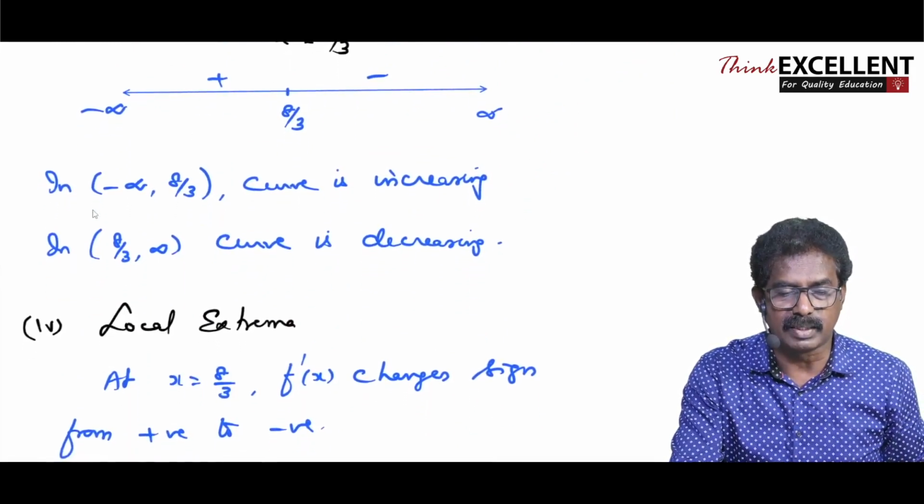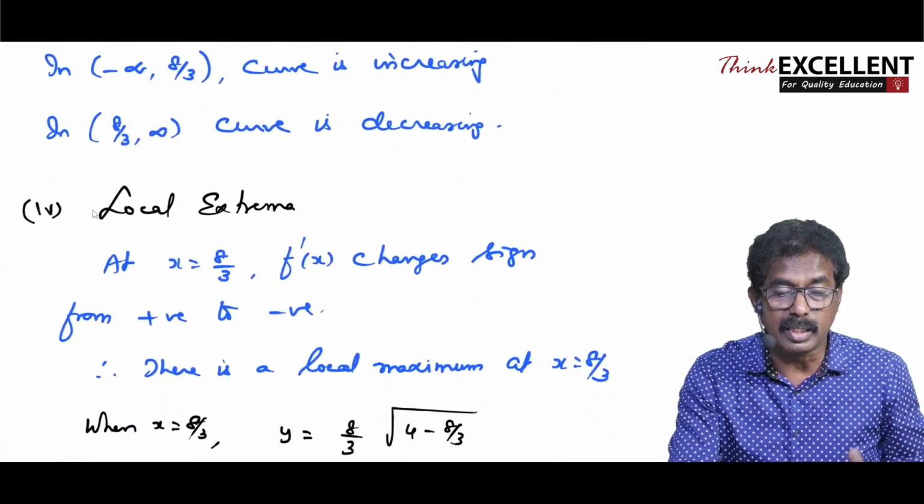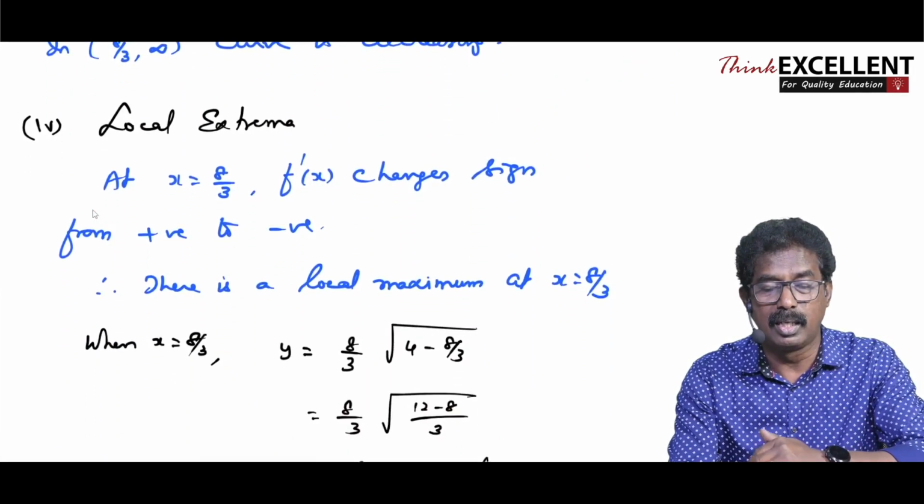The curve is increasing first, secondly decreasing. So since it increases and then decreases, there is a local maximum.